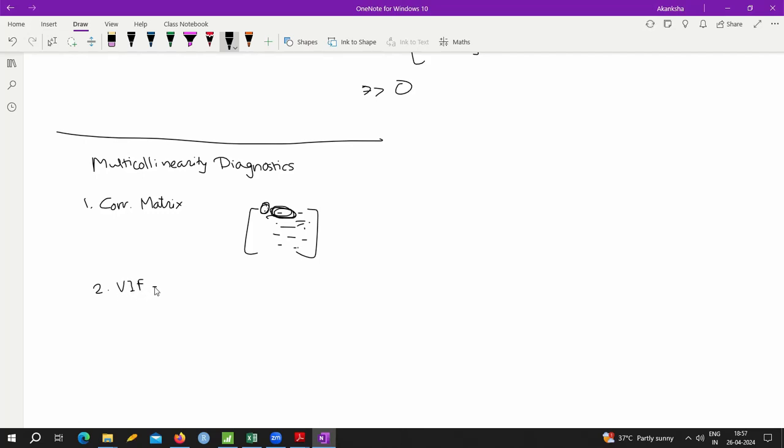So how do we define VIF? VIF was defined just above; it is 1 minus Rj square, inverse, where Rj is the multiple correlation coefficient between Xj and the remaining regressors. If these VIFs are very high, then that would mean multicollinearity is present. Generally, a VIF above 5 or above 10 is considered quite serious.